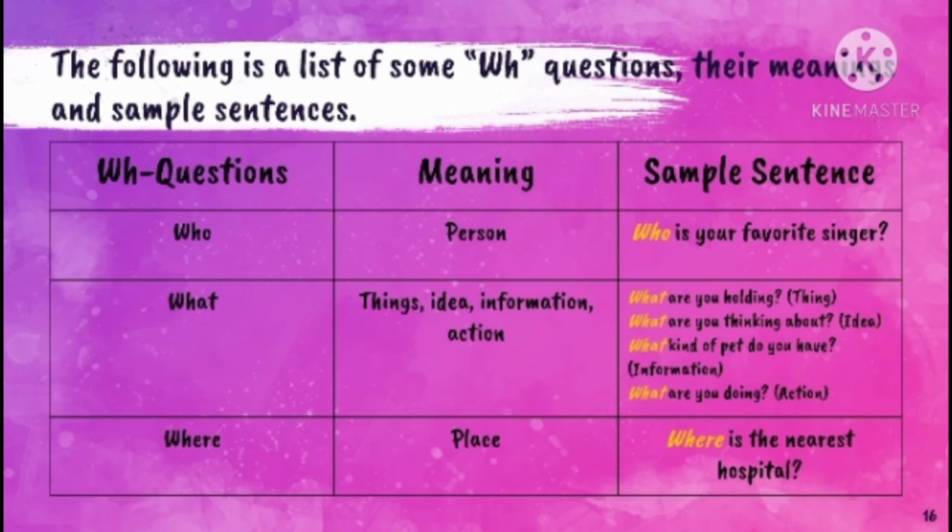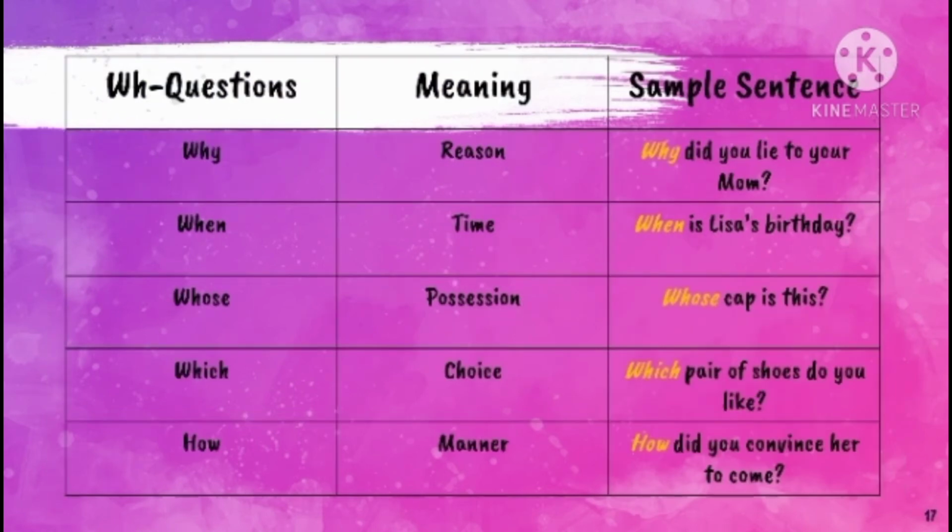Next, we have the WH question where. Basically, it asks for a place. Example, where is the nearest hospital? Next, we have the WH question why. It asks for a reason. Example, why did you lie to your mom? Next, we have the WH question when. It asks for a time. For example, when is Lisa's birthday?